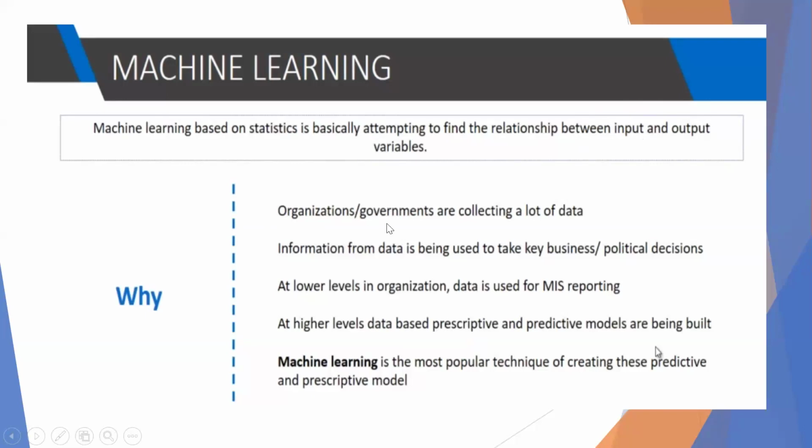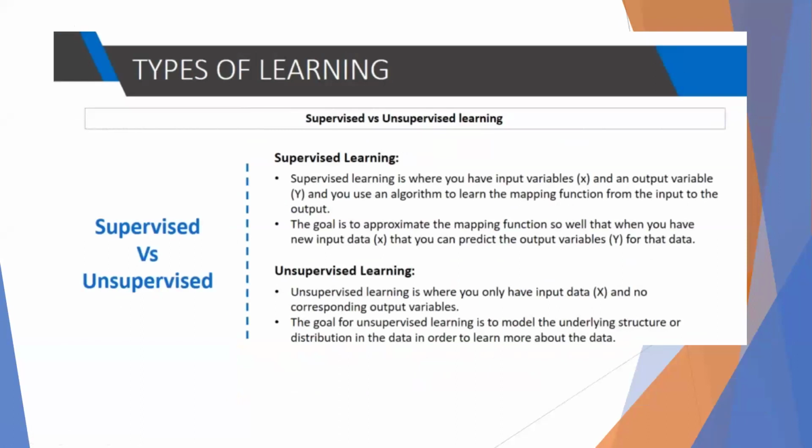Who is using this? Organizations and governments. We have a lot of data available on the internet nowadays. Information from the data is being used to take major business decisions or some lower-level decisions. Everywhere we are using AI, machine learning and deep learning nowadays. At a higher level, database perspectives and predictive models are really being used now. Machine learning is the most popular technique for creating prediction and prescription models. So we understand what machine learning is and why people are using it, because it helps automate our work.